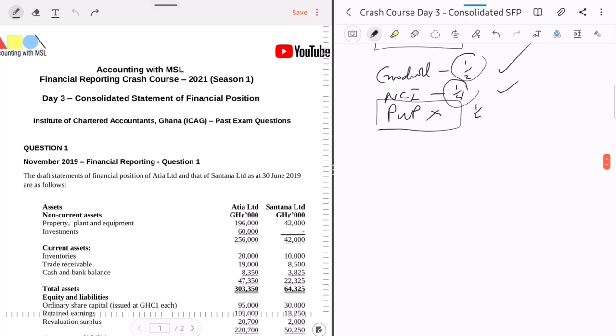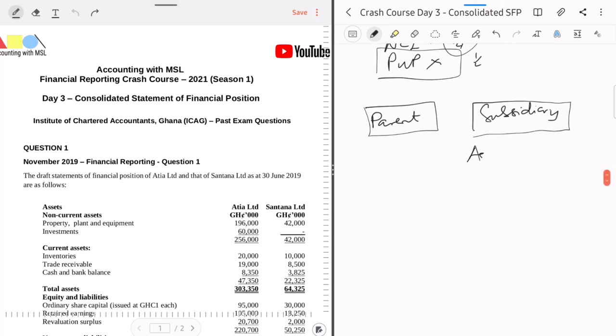So final thing before we start, a high-level overview of groups. When it comes to groups, typically you have a parent. You have a subsidiary or a number of subsidiaries depending on your level. Then you could have entities called associates. I will not bore you with the rules under IFRS 11, where we have joint ventures and joint operations, right? Let's focus on the basics today. You need to know this before you even move to the higher levels.